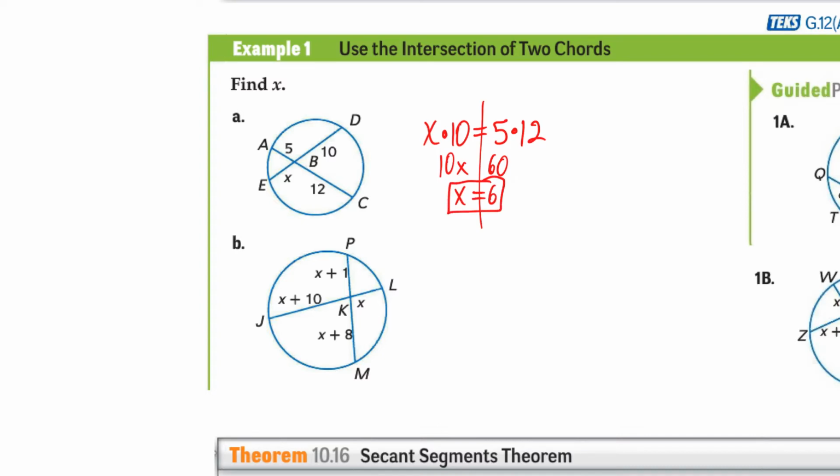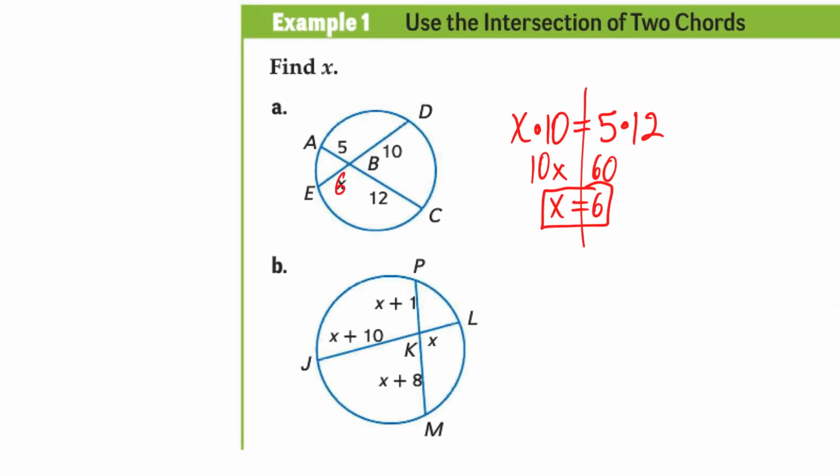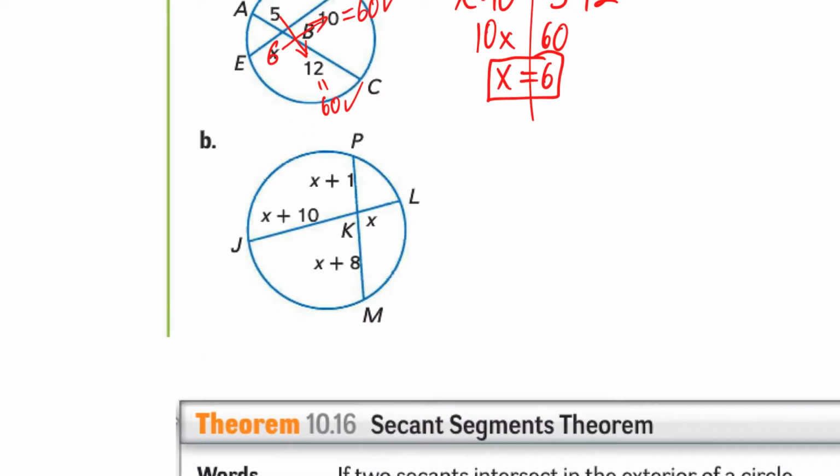Now, I'm going to plug it back in, just to make sure we got it right. If I put 6 back here, what is 6 times 10? 60. What is 5 times 12? 60. So those two are equal. That's right. All right, so let's throw a little bit of algebra into the mix here.